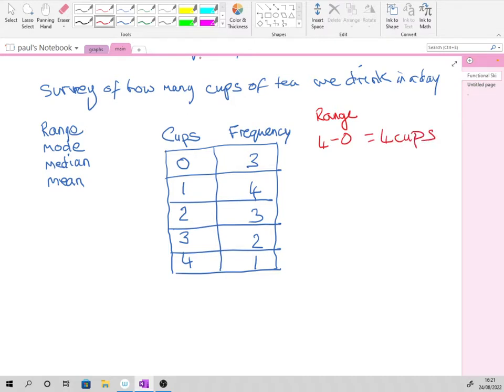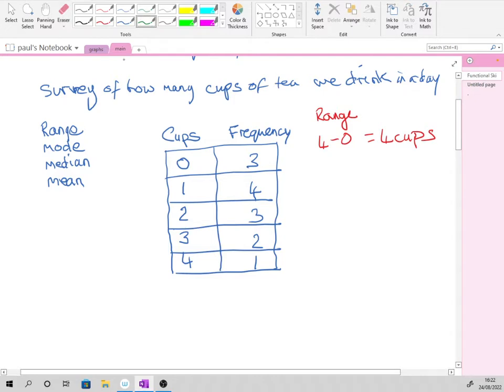Now, if at either end you have, say that was a 0 in there, because no people drank 4 cups, that wouldn't count. The 4 wouldn't count because it just doesn't come into the data. So the range would then be only 3. So look out for that if you've got a 0 stuck at the end.